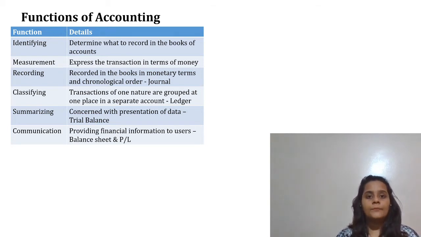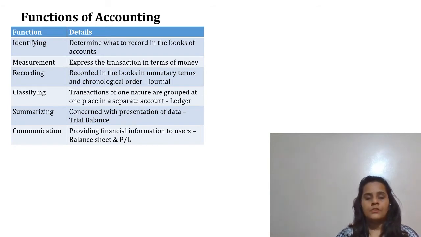And last is communication, that is, providing information to the users of the financial statements. That is done in the form of a balance sheet and a P&L. So, the various functions of accounting we've discussed so far are: first, we have to identify, that is, determine what transactions have to be recorded in the books of accounts.